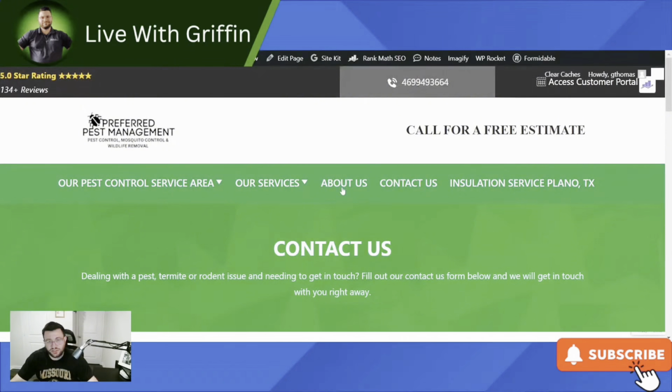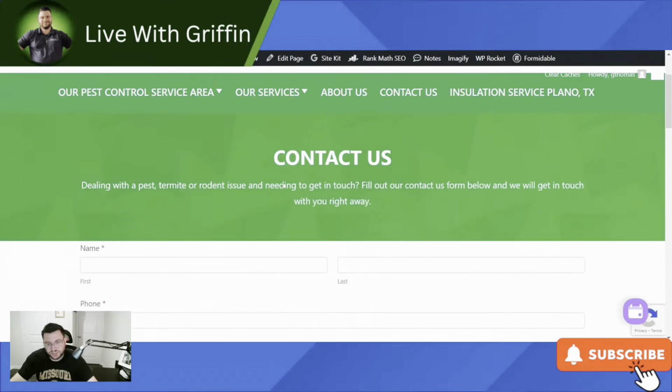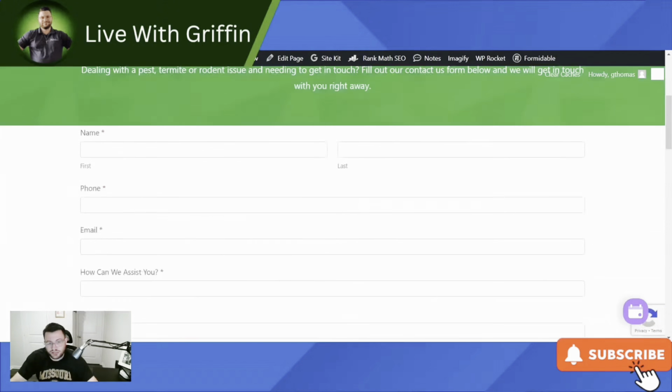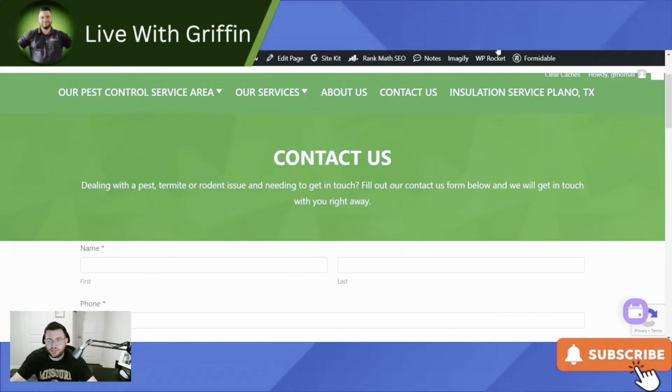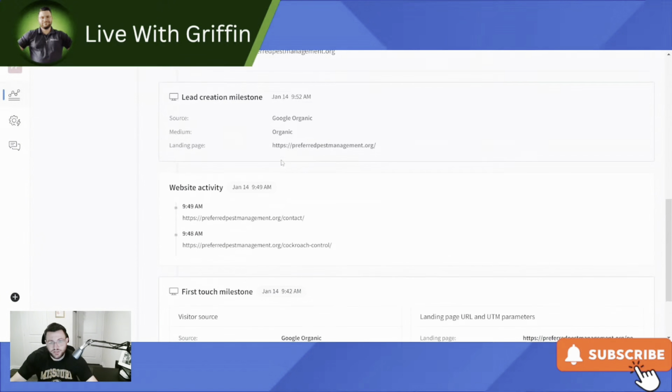I would have to look at the Microsoft Clarity, which actually allows you to see people scrolling and everything like that. Very, very cool to see. And then from there, he actually called us, I believe. Let's see. So he went to contact and then he actually went back to the home page, and then he called us from the home page.